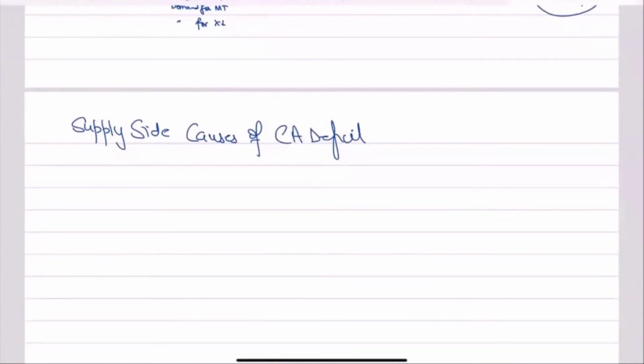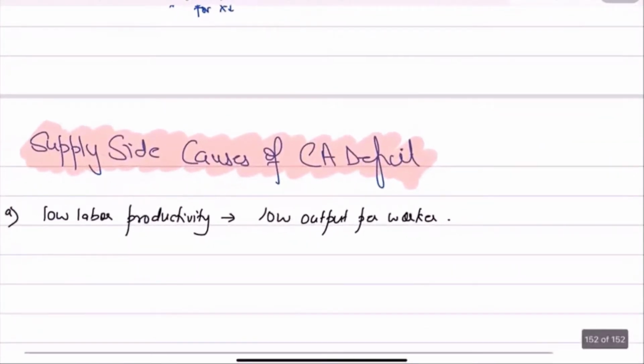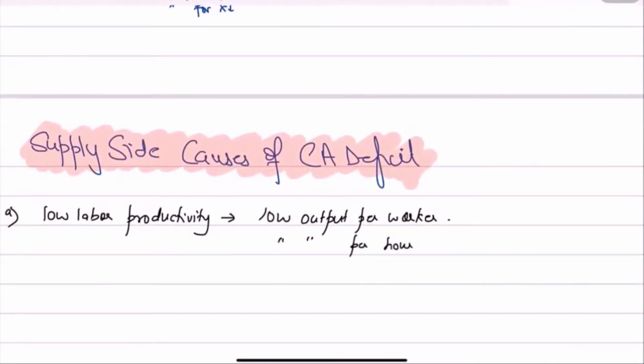Supply side causes of a current account deficit. Let's say number one, you have low labor productivity. Now that's a very important supply side cause, because remember that low labor productivity means low output per worker, or low output per hour per worker, right?